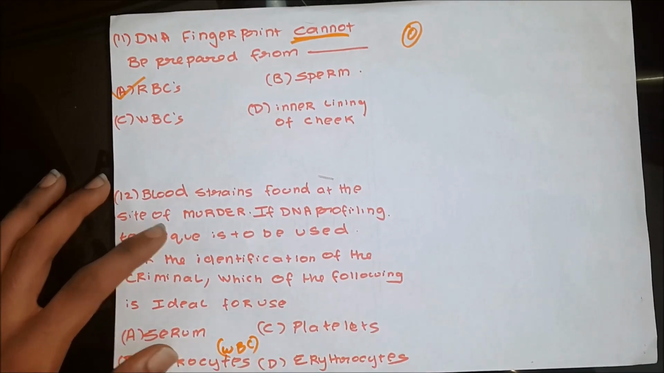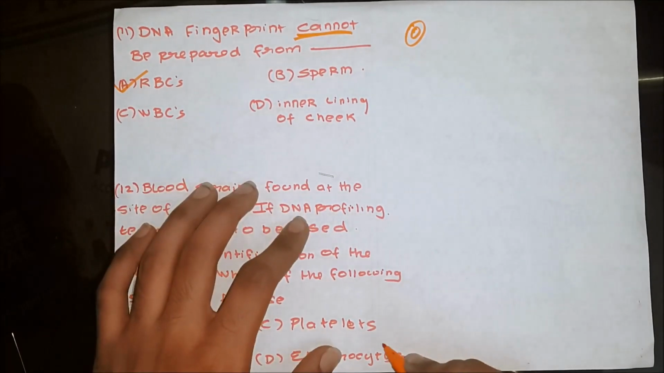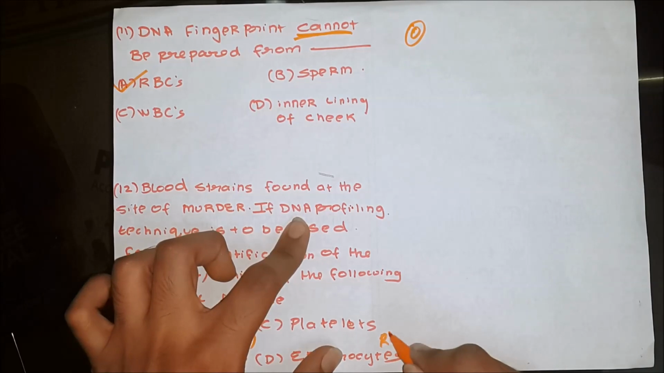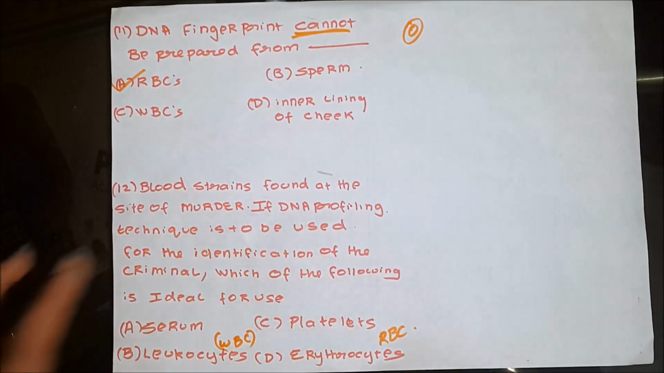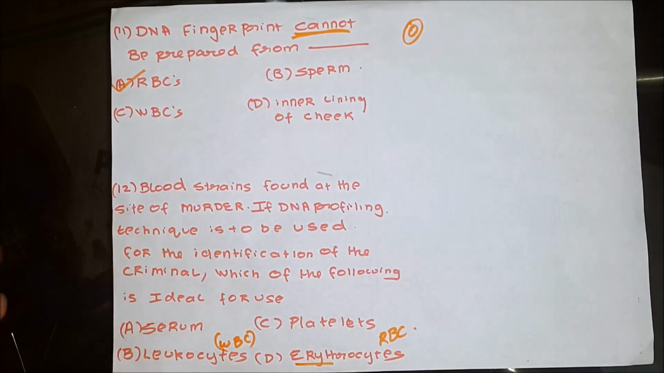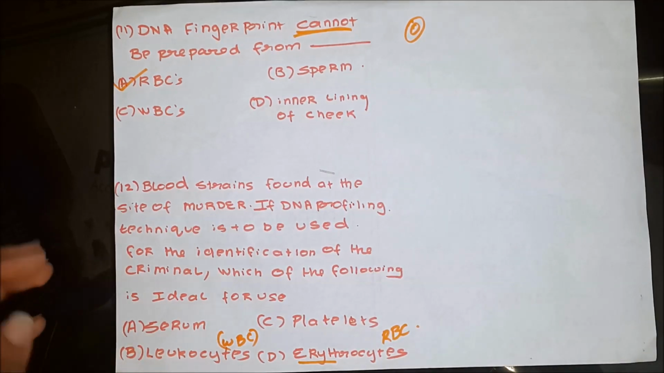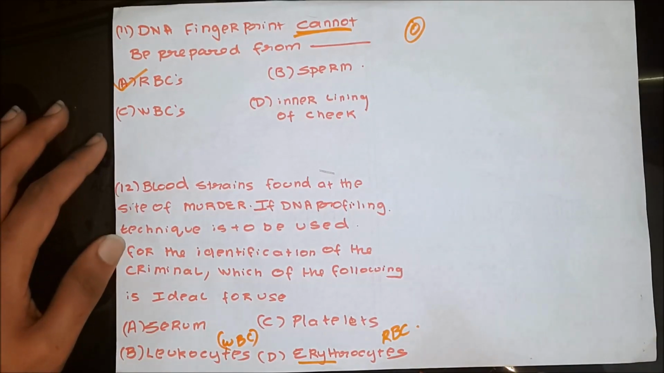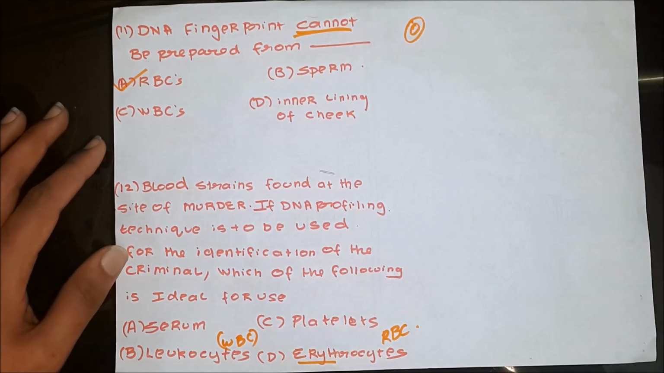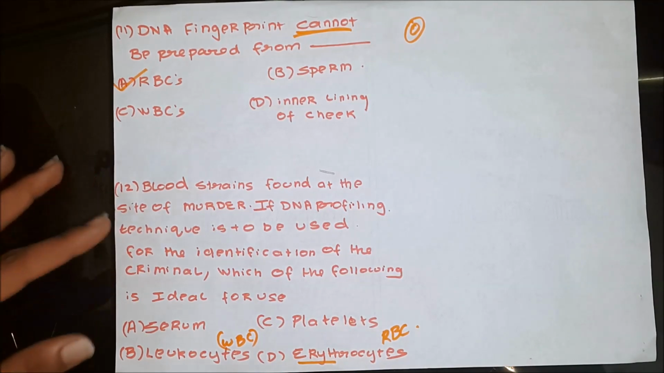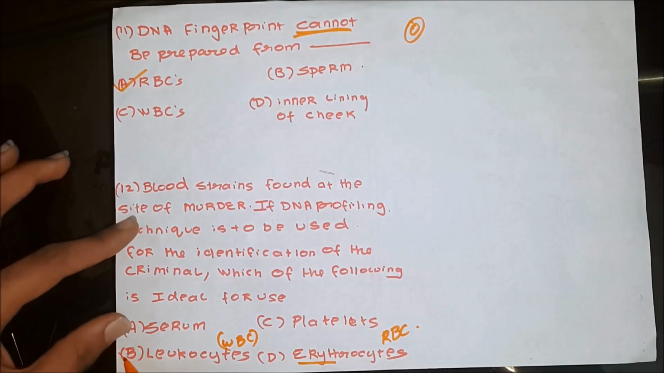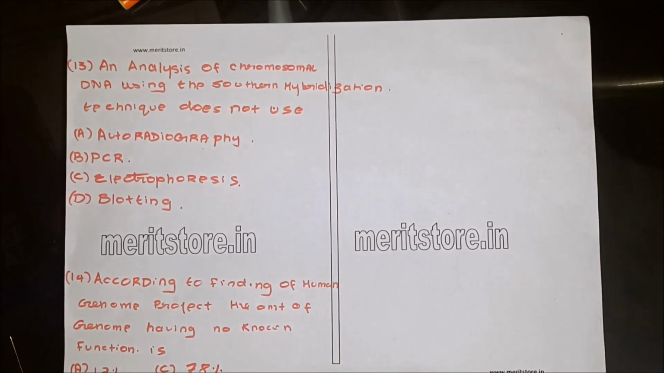the white blood cells, and erythrocytes is nothing but RBC, red blood cells, where erythros means red and leuco means white, and cytes are cells, so RBC and WBC. Now RBCs cannot be used because they are anucleated, and since they are asking which one of these are ideal for use, we'll go with B, that's leukocytes. Moving on to the next question.